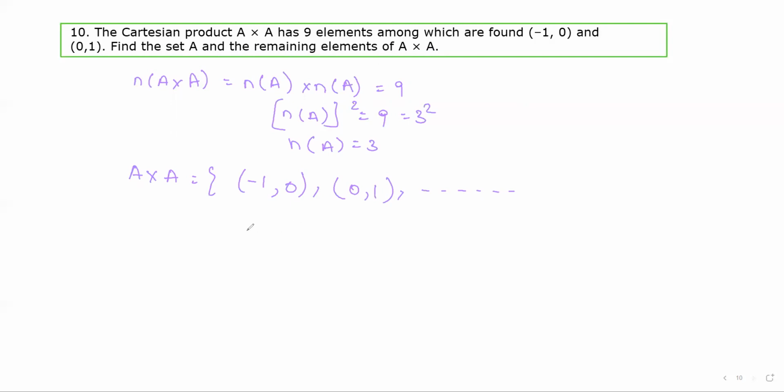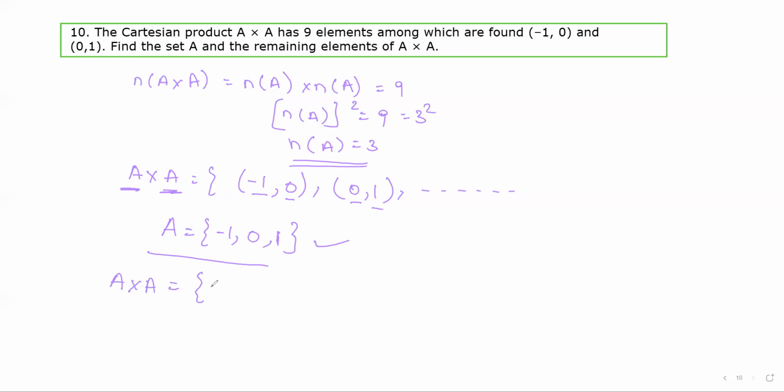Find set A and the remaining elements of A cross A. So first we'll find set A. We know that the first elements belong to the first set over here. So A is equal to {-1, 0, ...}. These are elements of A. Now the second set is also the same, which has 0 and 1 in it. So 0 is already written, 1 is written over here. We know that the number of elements in A is 3, which means A is this required set with 3 unique elements. Now you have to find the other elements of A cross A. Now based on this A, let's rewrite A cross A.